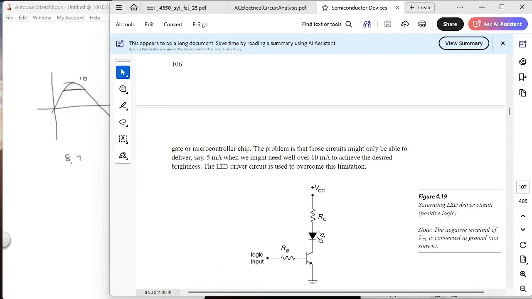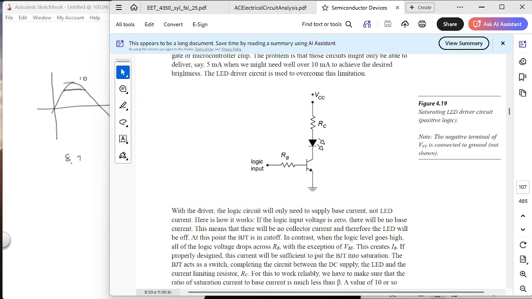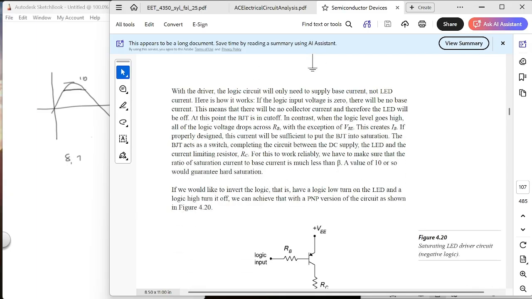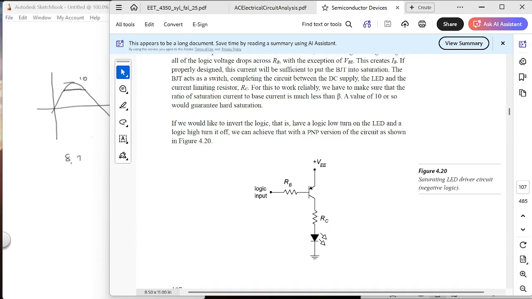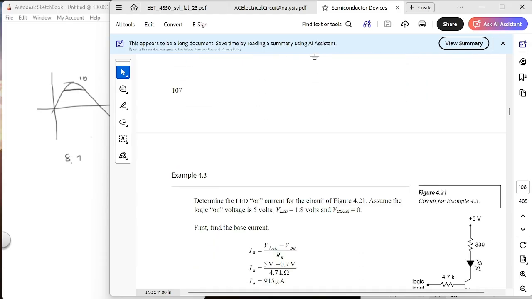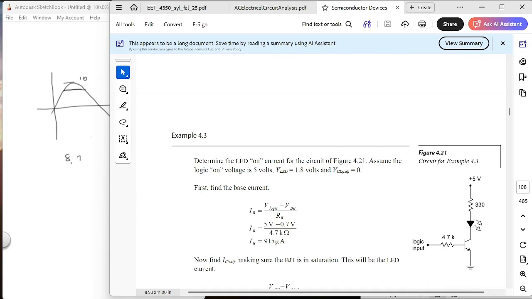Saturation point. So if it's greater than 0.7 volts at this point right here, this conducts and this current flows. It's like a switch, and that's what you need to remember from that. Okay, so here are some questions having to do with that.